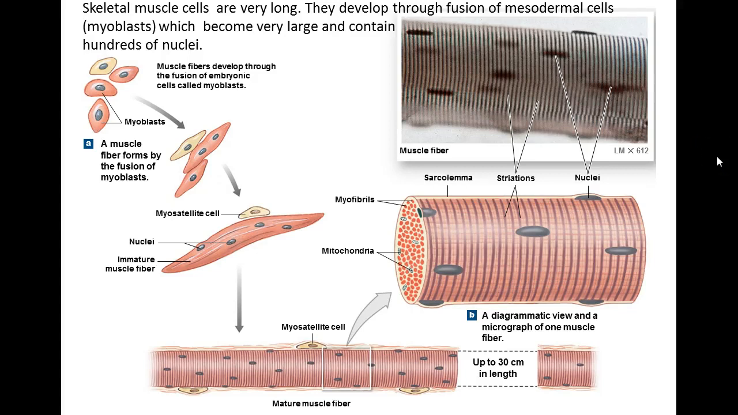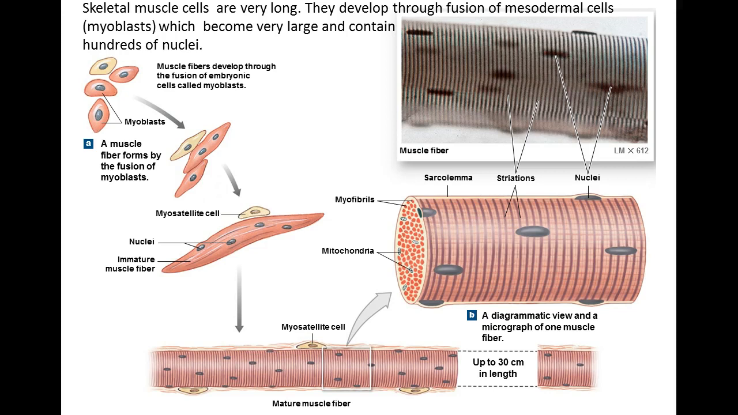Now, going in even more microscopic in skeletal muscle fibers, a little bit more information about them. They're very long. They can be up to 12 inches. That's a pretty long individual muscle cell. And the way that happens is you have embryonic cells, so mesodermal cells.